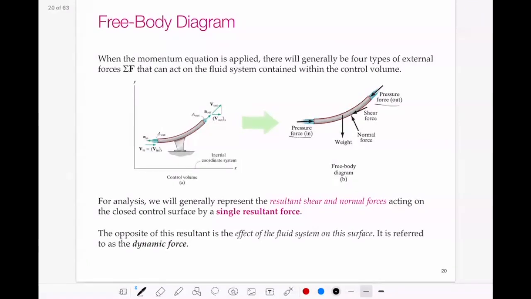So for analysis, it's generally practiced to represent the resultant shear and normal forces acting on the closed control surface by a single resultant force. So we wouldn't show this as a distributed load all along. We would show this as just one single resultant force that would represent the total normal force and the total shear force acting on the control volume.